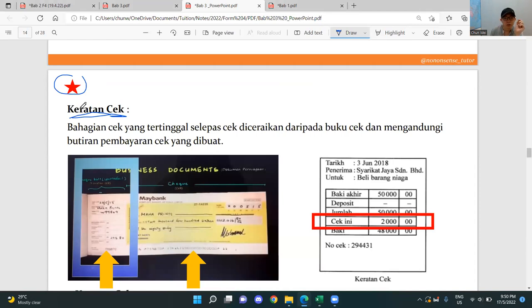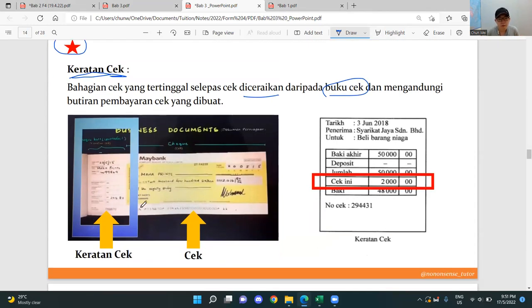All right. So let me read the definition first. It is the part of the cheque that remains after the cheque is torn off from the chequebook and contains the payment details of the cheque made. Yeah, so for those that have seen a chequebook before, this is a chequebook. Very long. Something like that. Okay? So this is a chequebook. So you can see there are two parts here.